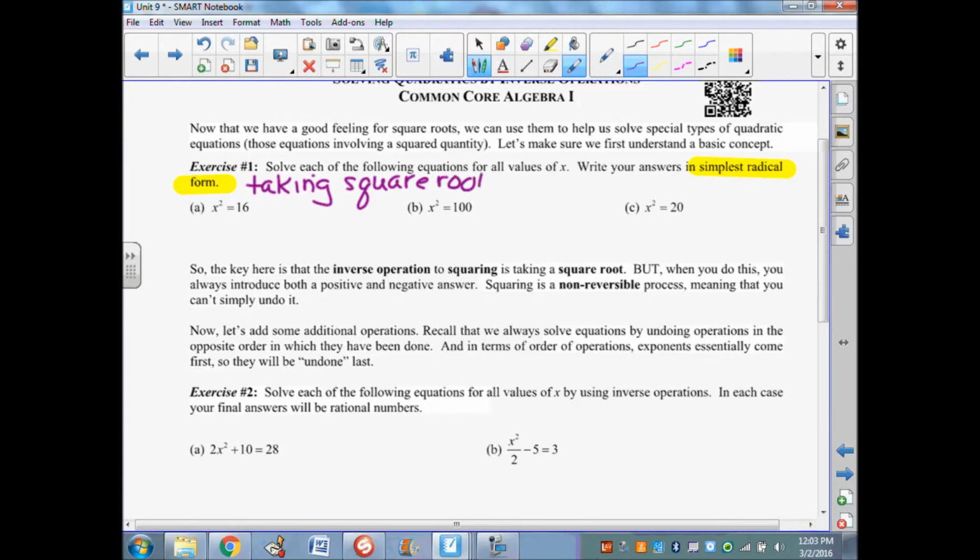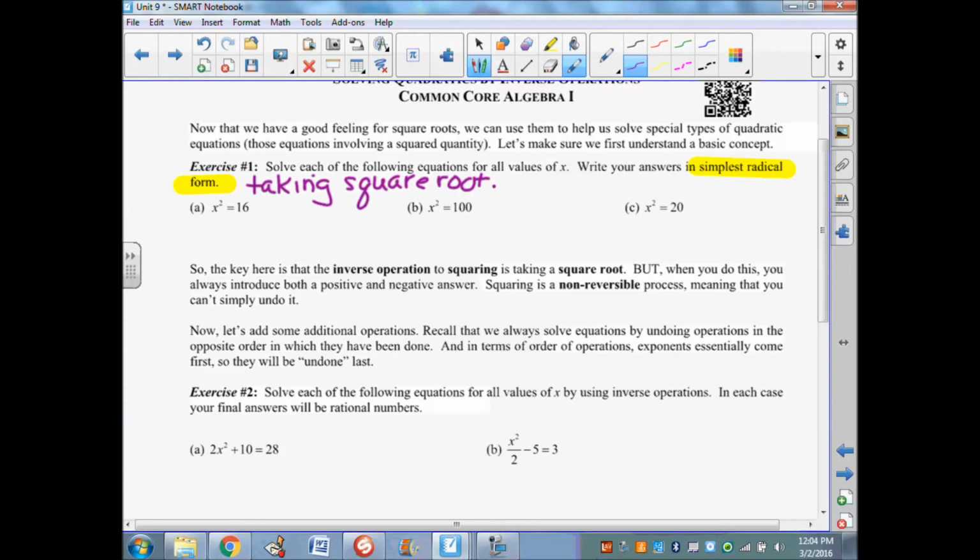Up until this point, our only way to solve a quadratic is to set it equal to 0 and factor it. But now we're going to bring in a second way of solving certain types of quadratics, and we're going to have to look at what they look like to determine what's going to be our best method. But the minute they say simplest radical form, that's where you're going to go. You're going to take the square root.